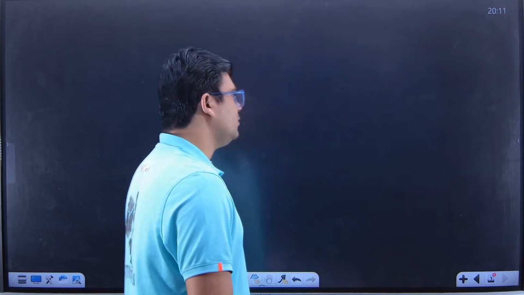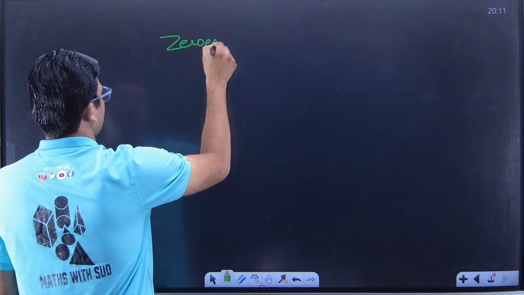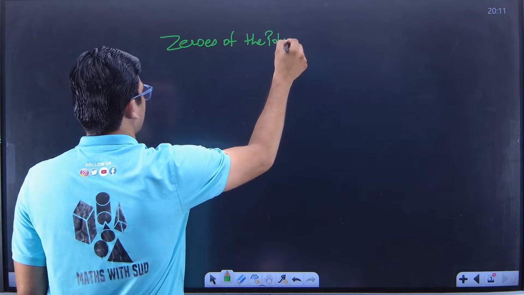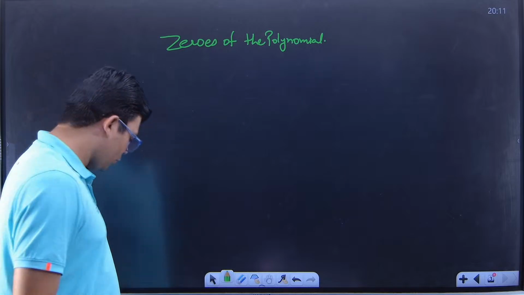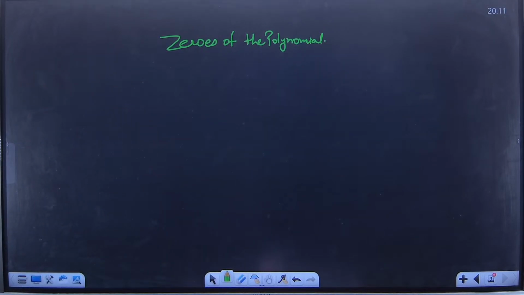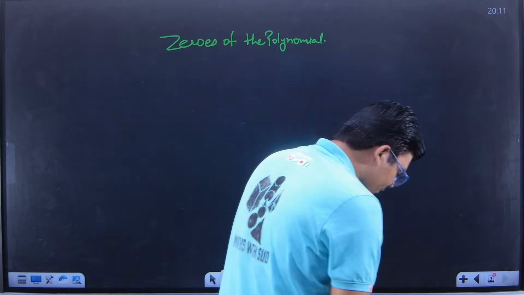Now there is one more thing which is known as zeros of the polynomial. So what are the zeros of a polynomial? If you want to understand the zeros of a polynomial, you can understand it by a simple logic.